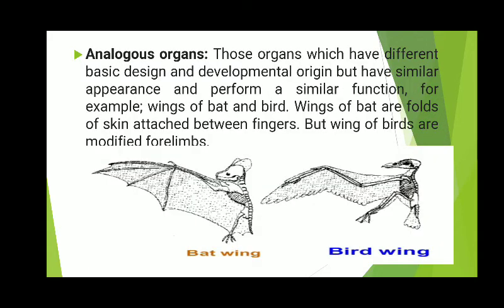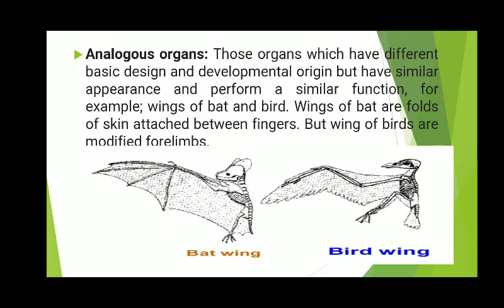Second is analogous organs. Analogous organs also provide evidences for evolution. As I mentioned, homologous organs are those organs which have the same basic structure but perform different functions. Analogous organs are organs which have different basic design, structure and developmental origin, but they have similar appearance and perform a similar function. This means analogous organs are the opposite of homologous organs. Their structure is different, but they perform similar functions.